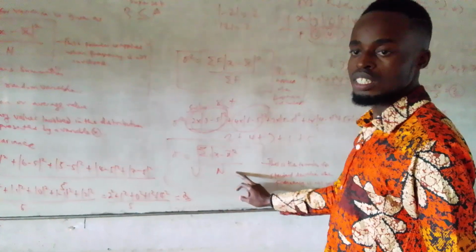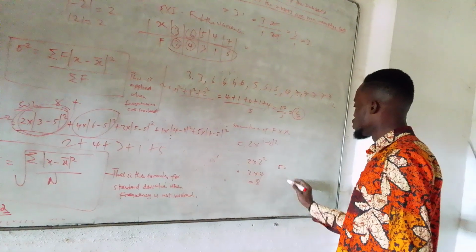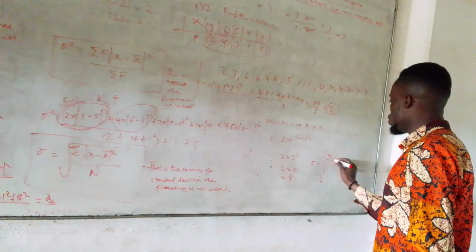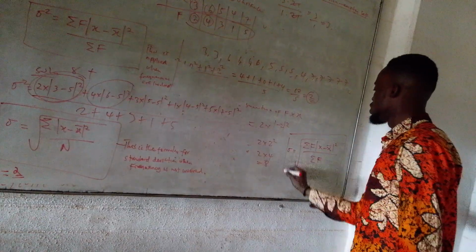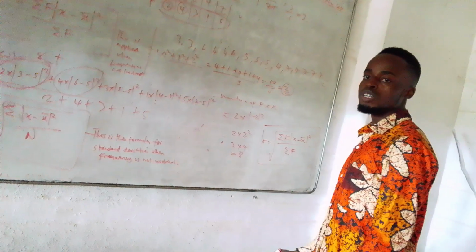But when frequency is involved, it's going to be standard deviation equal to square root of, put this now inside, summation of f absolute value x minus x bar squared, all over summation of f. Am I right? So this one is applied where frequency is involved in finding standard deviation.